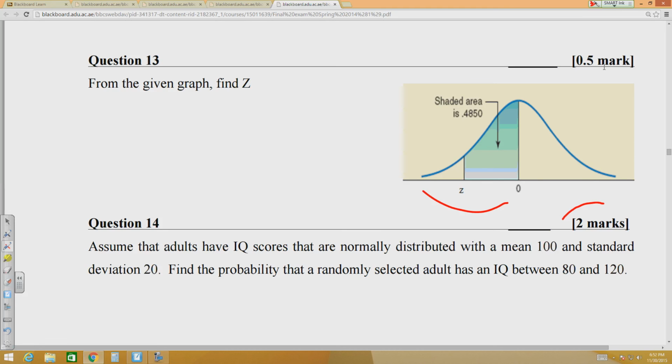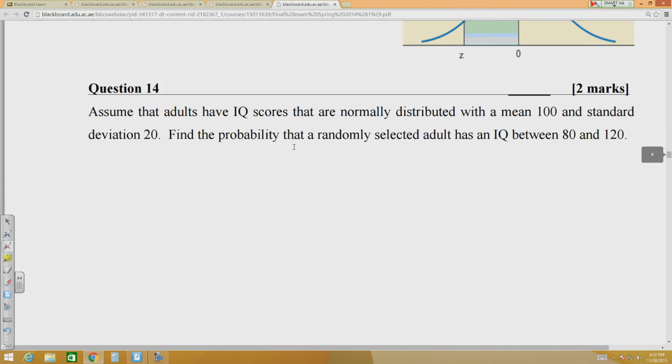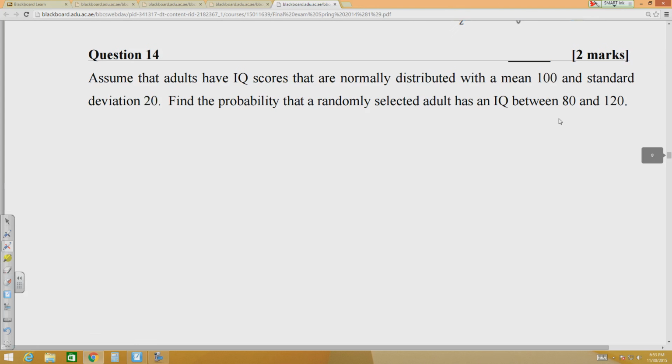But look at the next question. The next question is 2 marks, because that's a real full application. Now you have a full application, not just a small step. You have a continuous variable, which is the score in this case. You have the mean, and you have the sigma, and then you want the probability that a selected adult has an IQ between this and this. So let's have a look at this question now.